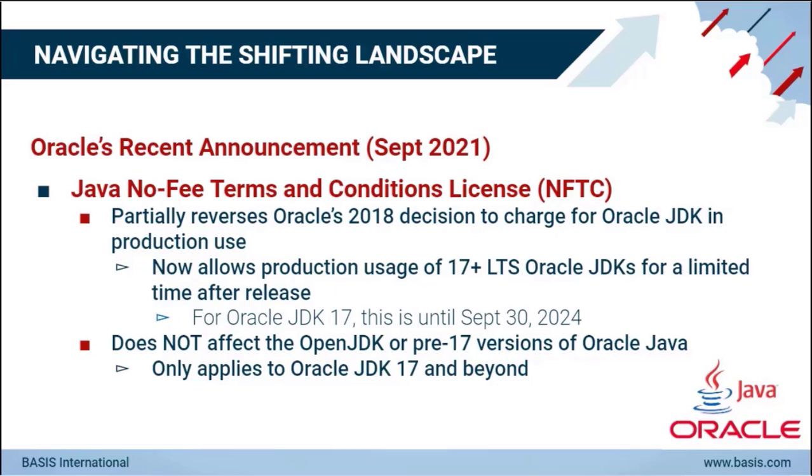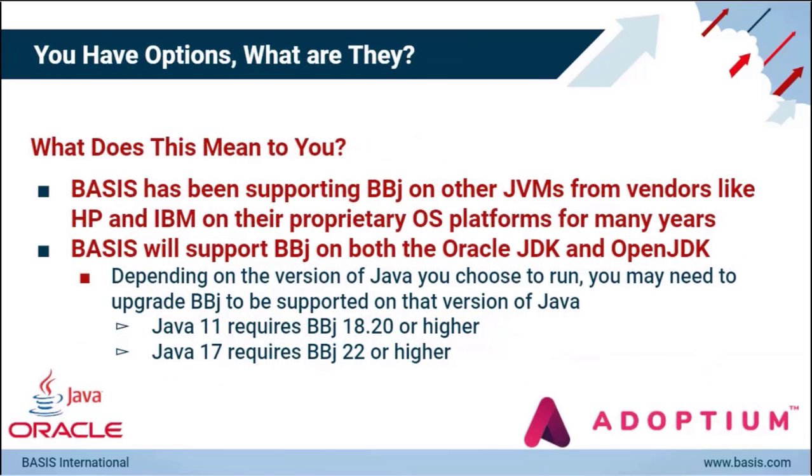Oracle announced a Java no-fee terms and conditions license, partially reversing their earlier pricing structure for the production use of Java. They're now allowing production use of Java 17 and higher LTS Oracle JDKs for a limited time following their release. For Oracle JDK 17, this will be until September 30th, 2024. This doesn't affect, however, the OpenJDK or pre-17 versions of Oracle Java. It only applies to JDK 17 and beyond.